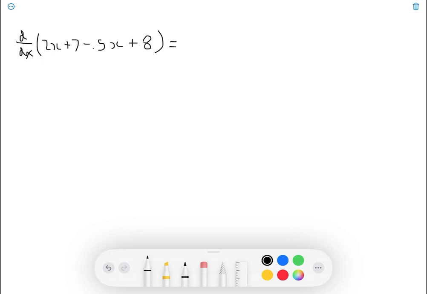Now this derivative problem is a little bit more complicated than some of the other examples I've showed you because this derivative problem has 4 terms. It has a 2x, 7, negative 0.5x, and an 8. Some of the other examples I've showed you would have only had 2 terms. But that's not a problem. There are still a couple of ways we can solve this.